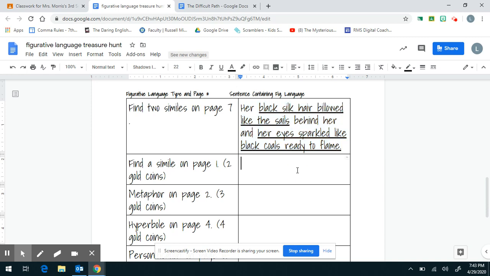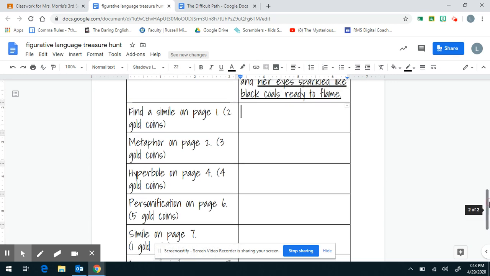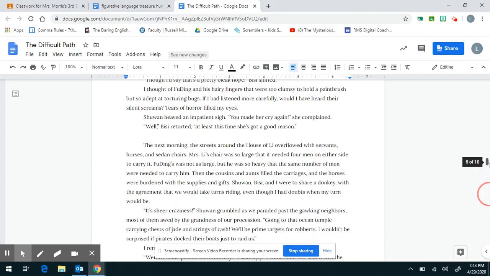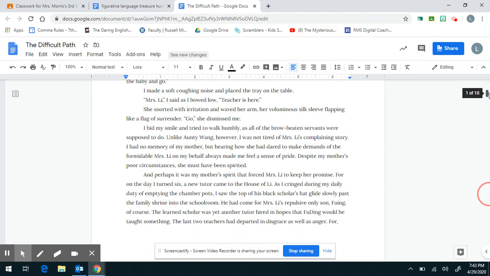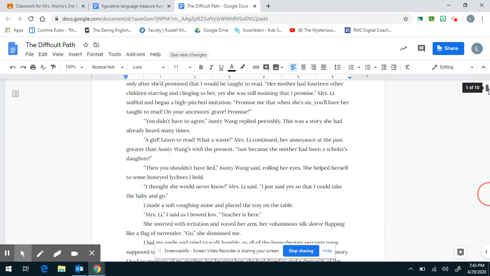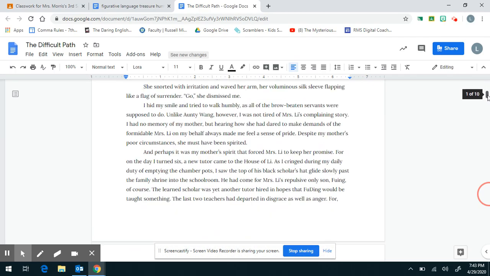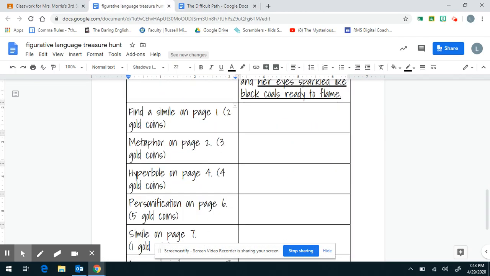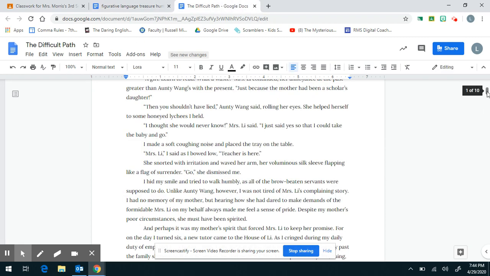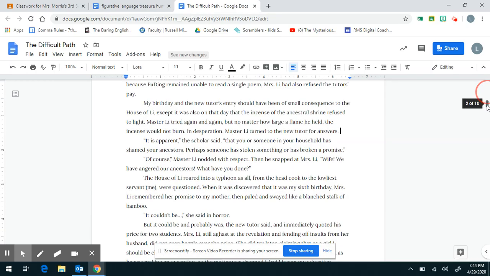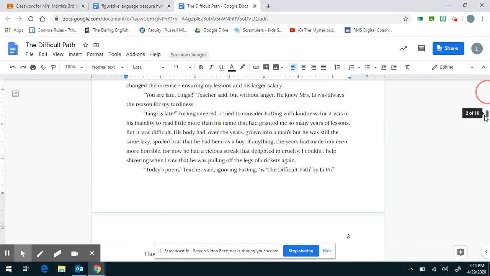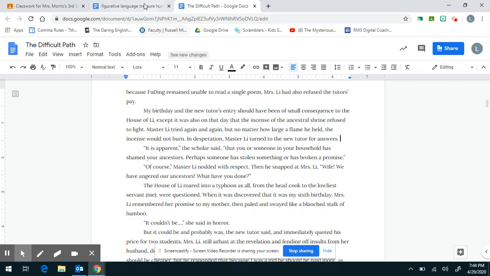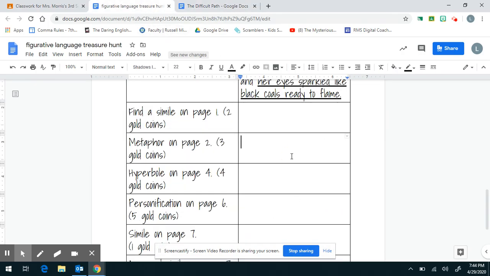You are going to choose others in order to get your 10 coins from down here. So if I'm looking for a simile on page 1, I would go to page 1 in my story and reread it and search for that simile, where the author is comparing 2 things using like or as, like in our example. If you choose the metaphor on page 2, which is 3 coins, remember a metaphor is going to be comparing 2 things without using like or as. It's saying something is something else. So you would search on page 2 for that metaphor and then put it over here and underline it.